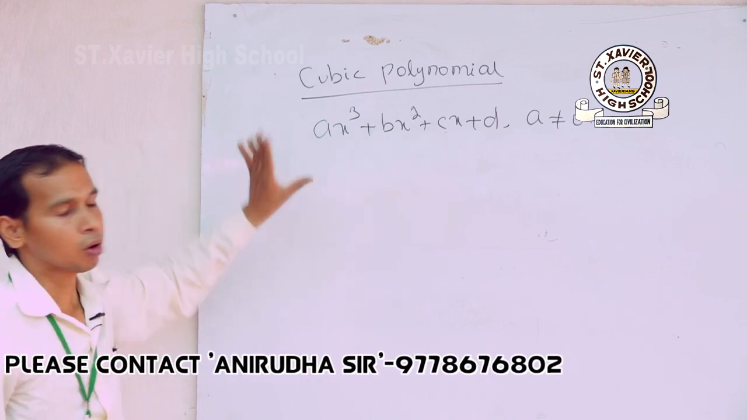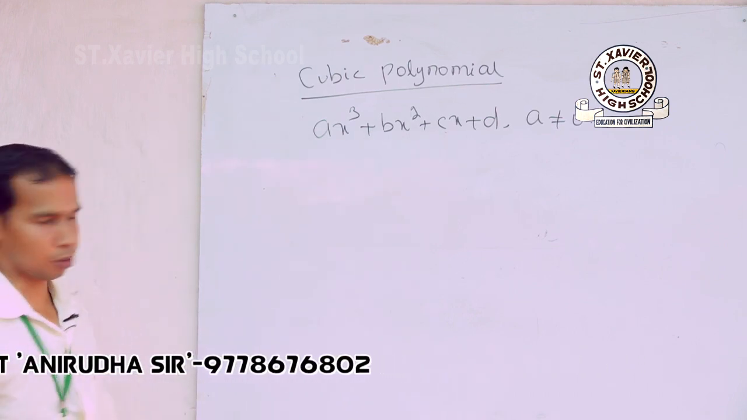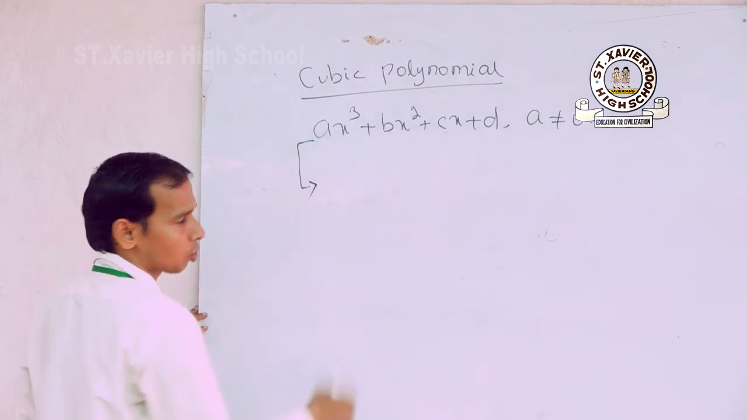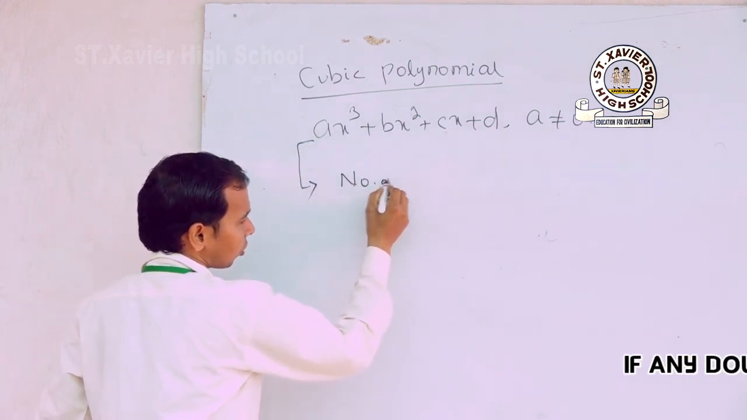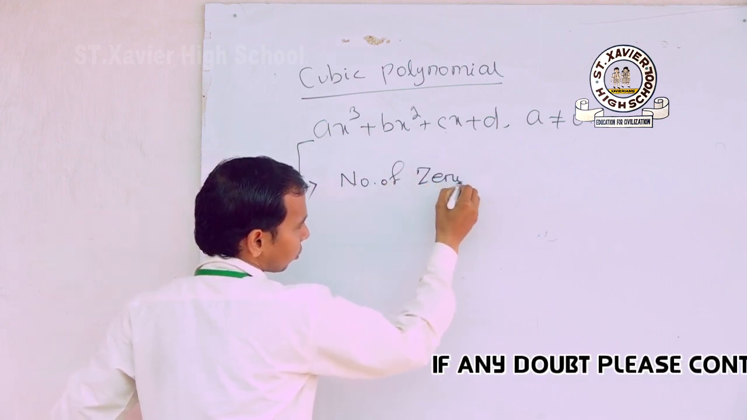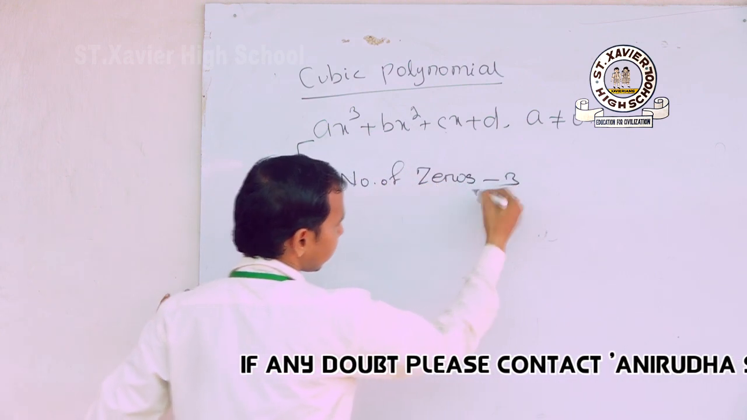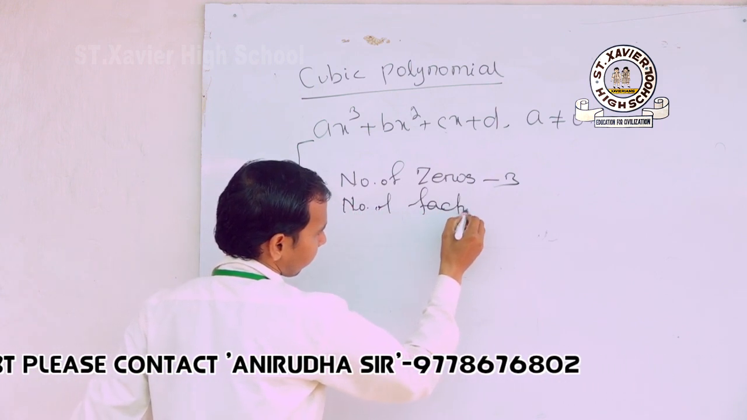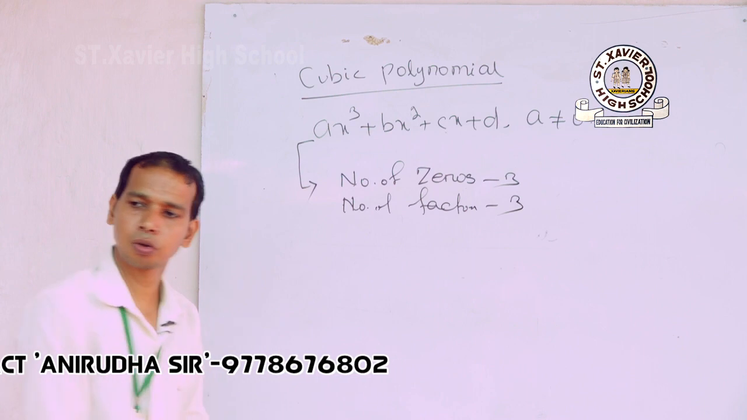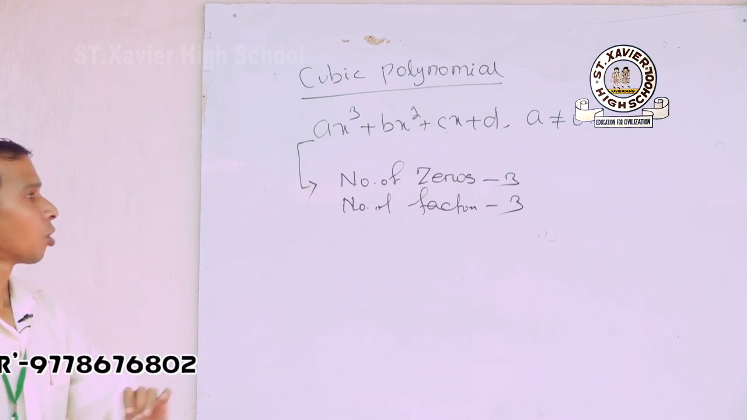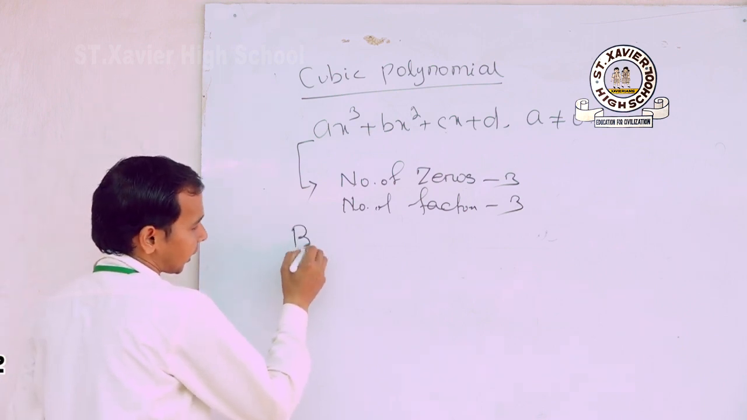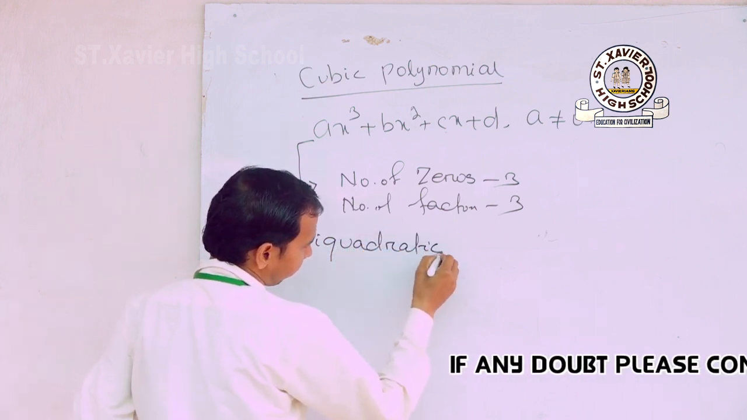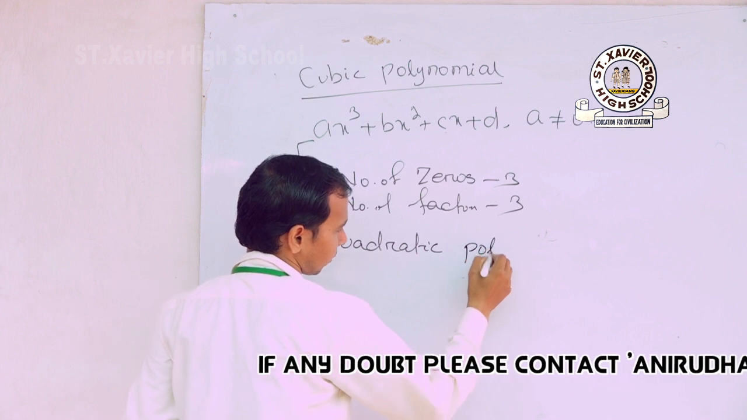Now in a cubic polynomial, number of zeros is 3, then number of factors is also 3. Now come to biquadratic polynomial.